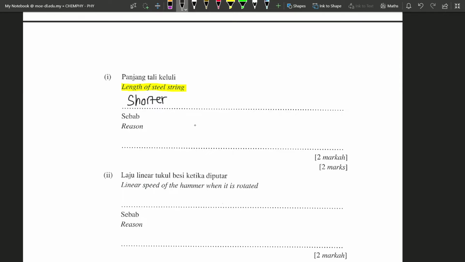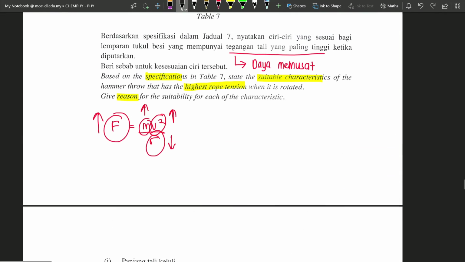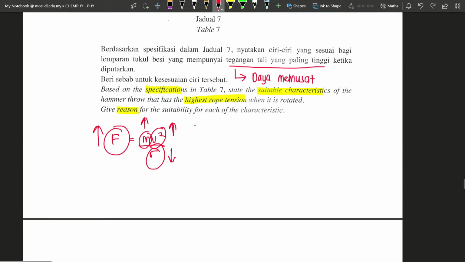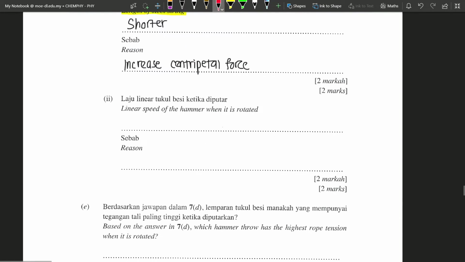So kenapa nak lebih pendek? You guys boleh cakap increase centripetal force. Meningkatkan daya memusat. Sebab soalan dia guna perkataan tegangan tali. So you guys tak boleh guna perkataan tegangan tali dah. You guys kena guna terms yang lain. Which is kita ada option kat sini. Daya memusat.